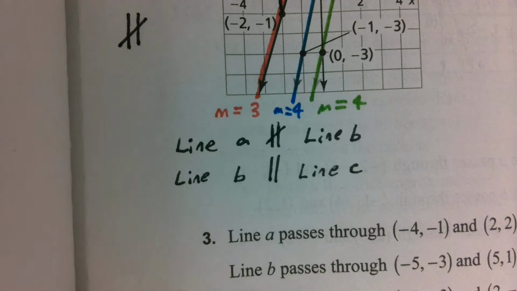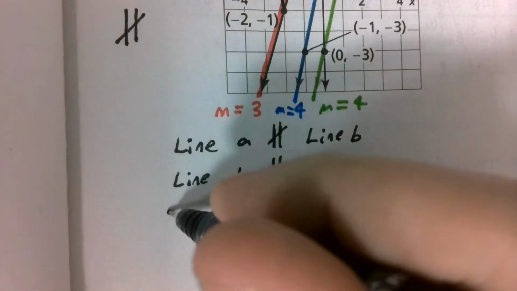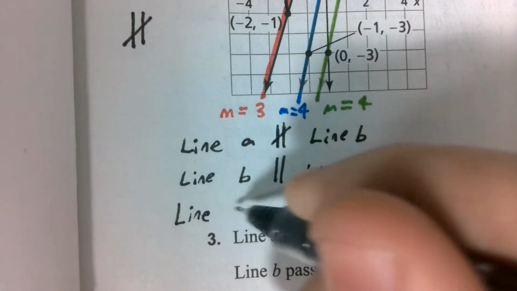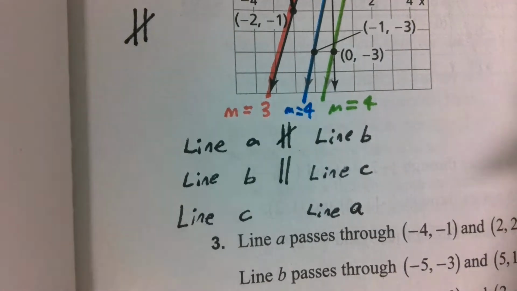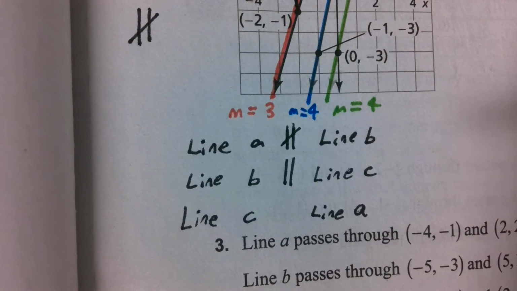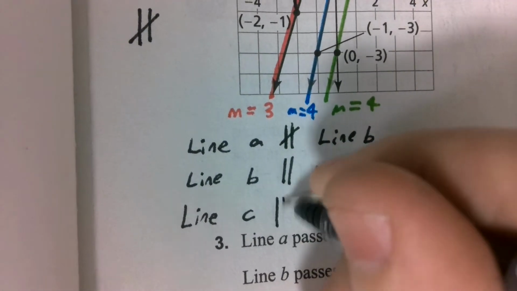But what about the last pair? We compared A to B, B to C. Don't forget that we also need to compare the first to the last. In other words, we're comparing line C to line A. Line C has a slope of 4, line A has a slope of 3, so these are also not parallel.